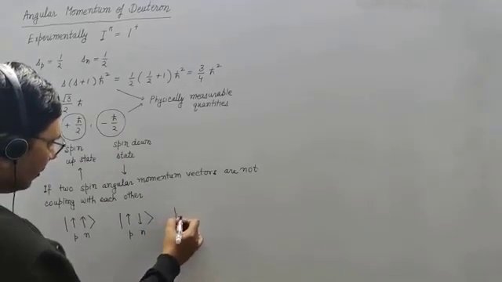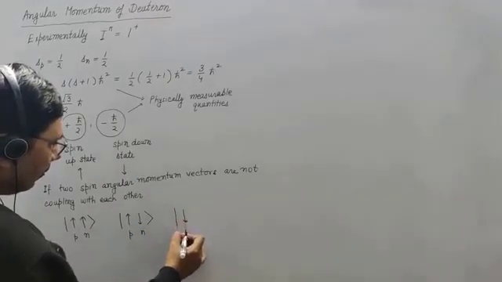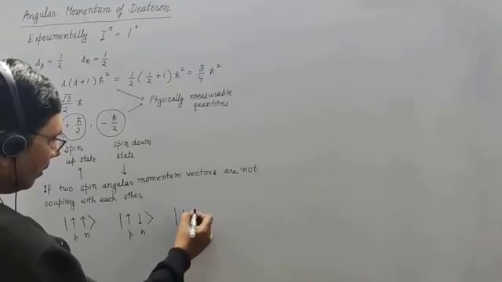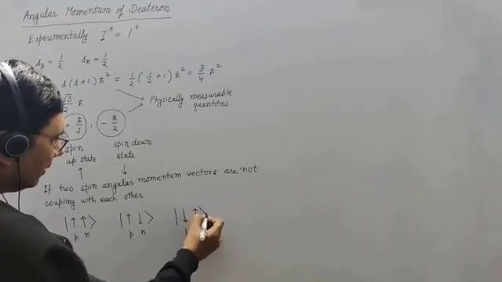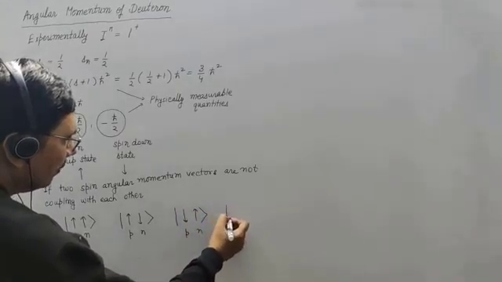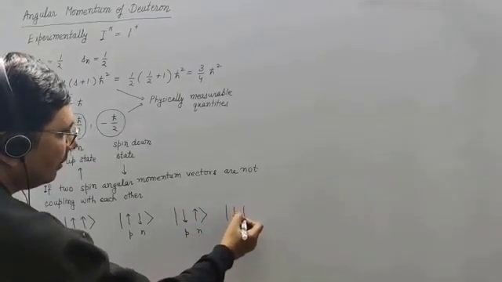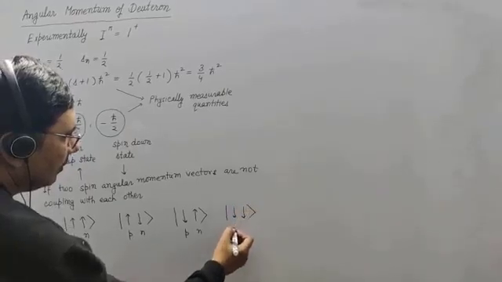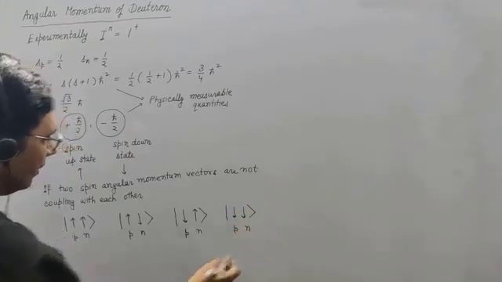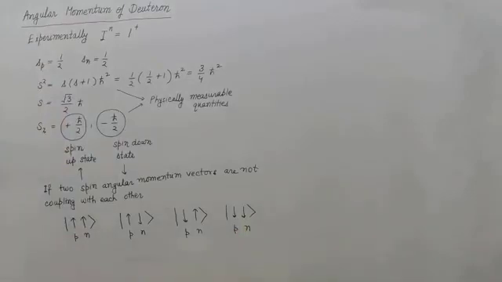Third state that will be possible will be the reverse of this. Proton has down state and neutron has up state. This is the third one. And the fourth one, both proton as well as neutron, they are in the down spin state. So these are the four states which are possible if the spin angular momentums of proton and neutron are not coupled to each other. However, if the two spin angular momentums are coupled, then what will be the final S?